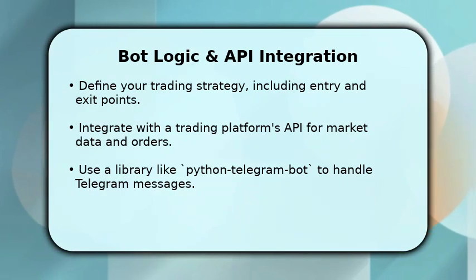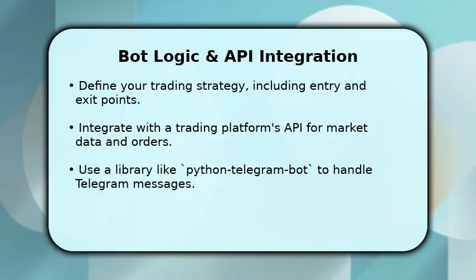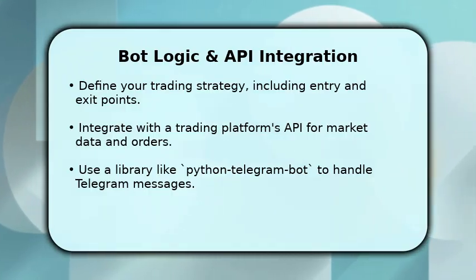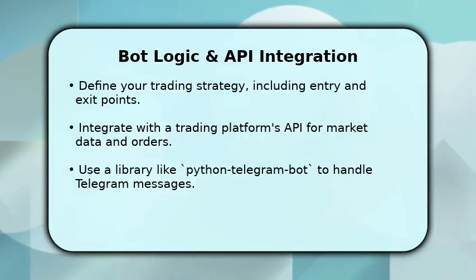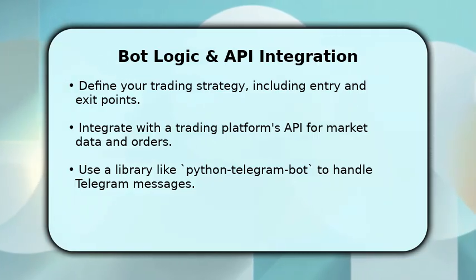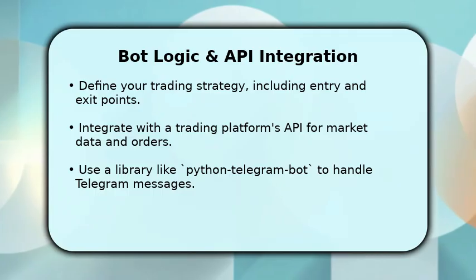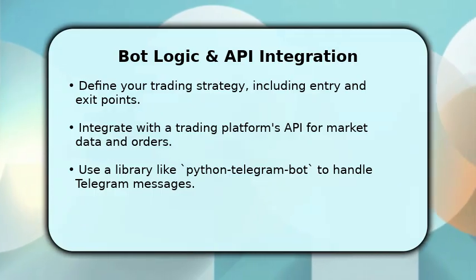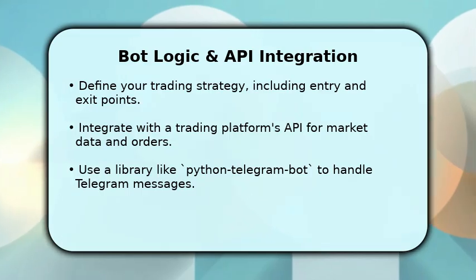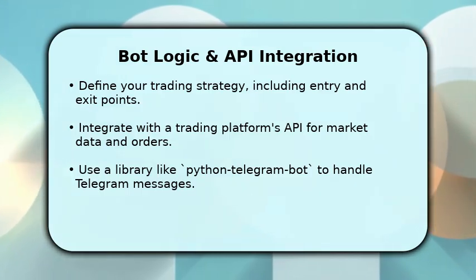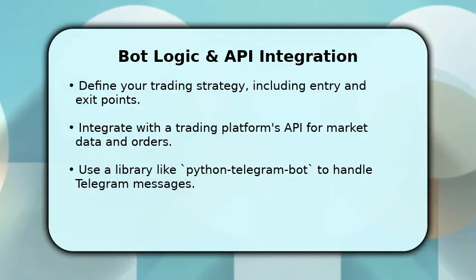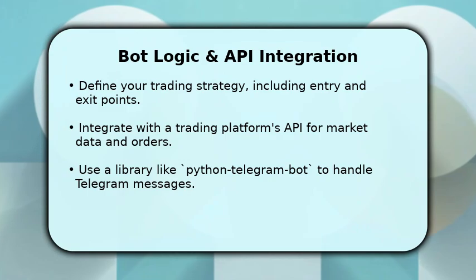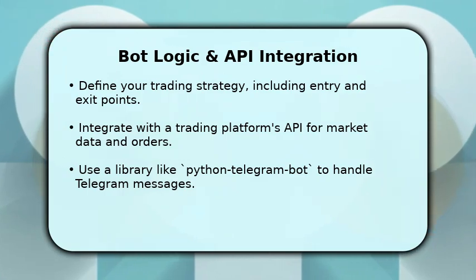Now, let's focus on the bot's intelligence. Your bot needs a clear trading strategy, outlining when to buy or sell. You'll integrate with a trading platform's API to access real-time market data and execute trades. For example, you might use a platform that offers a robust API. On the Telegram side, a library such as Python Telegram Bot simplifies handling user commands and sending messages, making interactions smooth and efficient. This is where your bot truly comes alive.